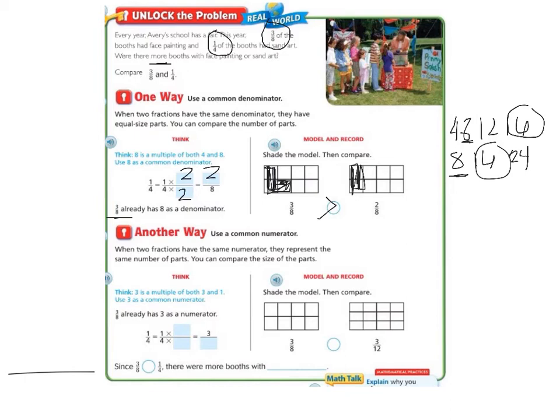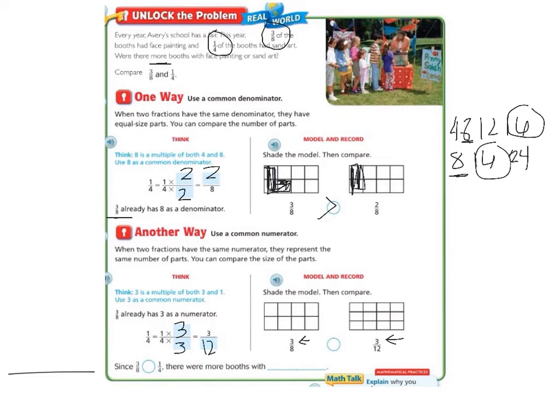Another way to compare fractions is to find a common numerator. This is done less frequently, but can still be helpful. To find a common numerator, we want to make both of our numerators the same. In this example, we want to make both of our numerators into 3 because we have 3/8. So in order to change 1/4 into something with a numerator of 3, we know that 1 times 3 is 3, and whatever we do to the top, we have to do to the bottom. So 3 times 4 is 12.